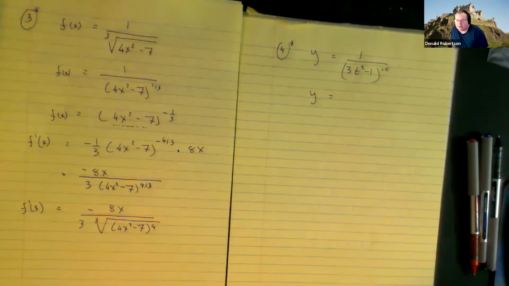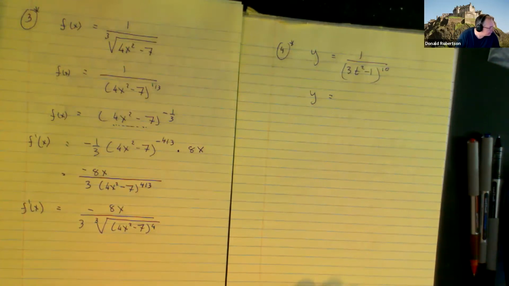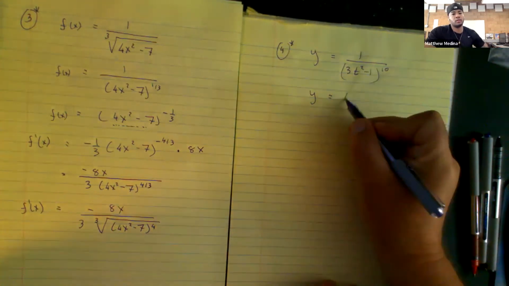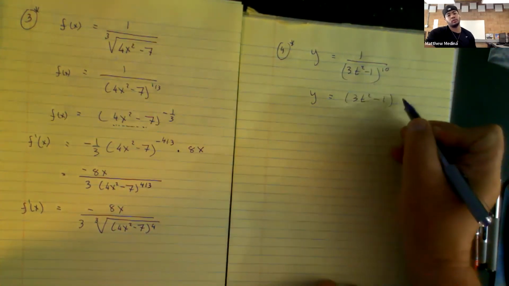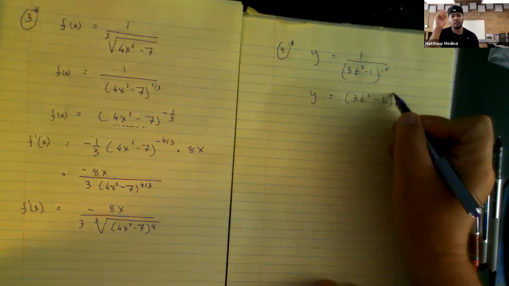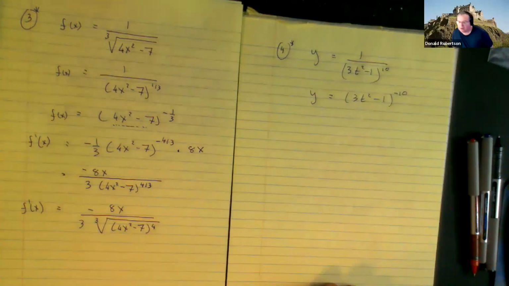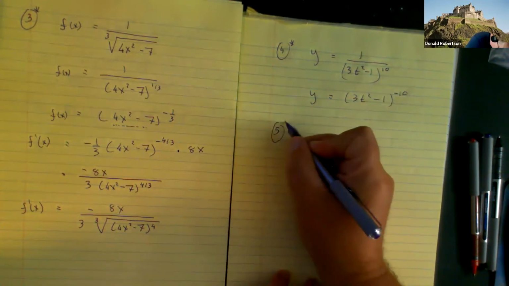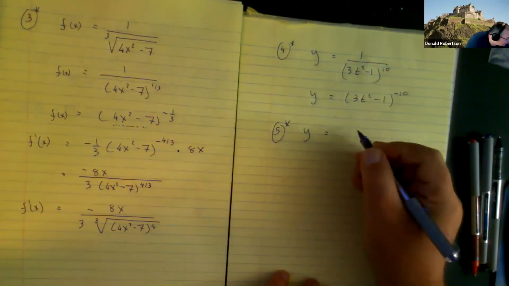How would I rewrite that guy so I could do a chain rule on it? Parenthesis 3t squared minus 1 close parenthesis to the negative 10. You nailed it. Now, can you do that with a chain rule? And multiply by the power and all the good stuff. How about this one? Again, I'm only going to set it up, but not do it.